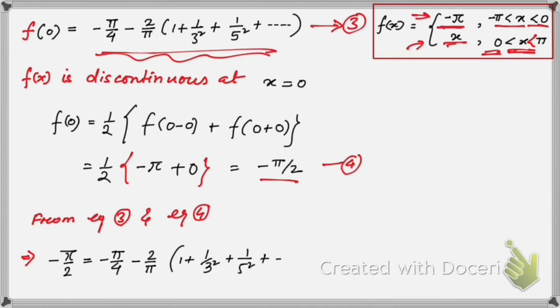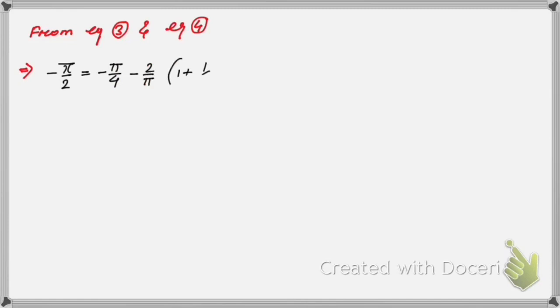Okay, this one can be written as 1 by 1 square. This can be written as 1 by 1 square, right? So now let me go to the next slide and let me simplify this result. What we have got from equations 3 and 4, we have got this result, right? So that's the result we have got.